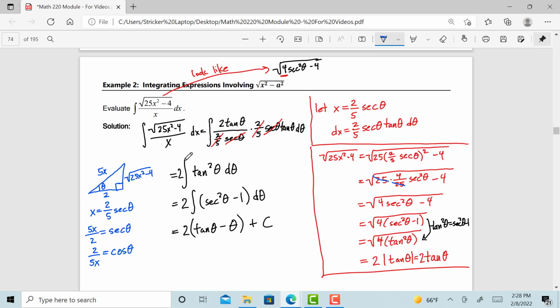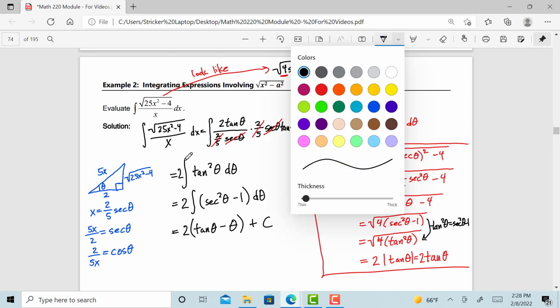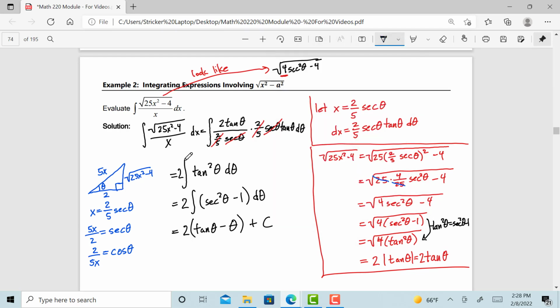And we now have everything we need to be able to rewrite this in terms of x again. So let's go ahead and do that. This is equal to 2 times tangent, and tangent is the opposite over the adjacent. So the opposite side is the square root of 25x squared minus 4 over the adjacent side, which is 2, minus theta.